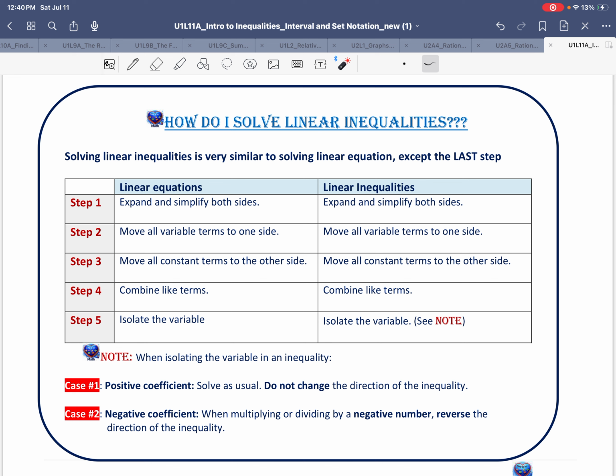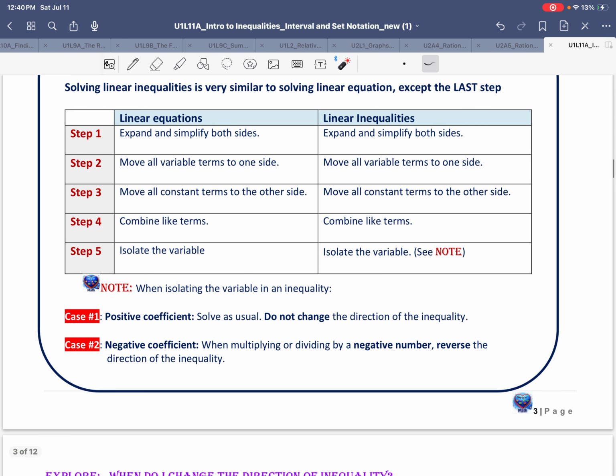Now let's look at step 5. At first glance, it appears that both steps are the same. So for linear equations, we isolate the variable. For linear inequalities, we also isolate the variable. However, this is the one step where we need to be especially careful, and that's why I wrote the note in here. There are two important rules to remember.